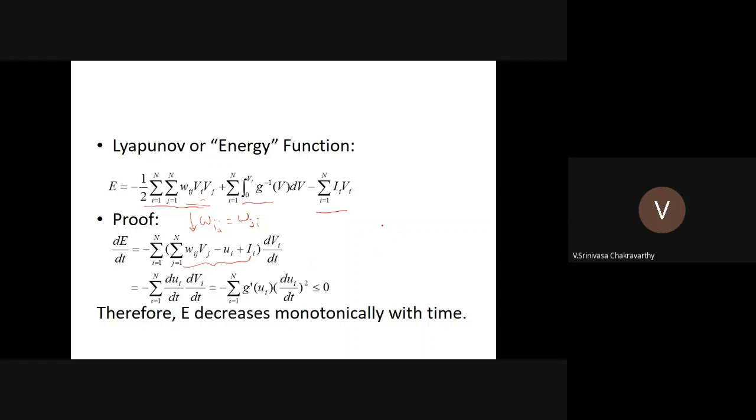Now vi is nothing but g of ui. So dvi by dt is equal to g prime of ui times dui by dt. Therefore this is g prime of ui times dui by dt whole squared. Now g prime is simply the derivative of the tanh function, which is always positive. So this whole expression is negative because of this minus sign here, which means that E always goes down, and E is bounded because all the terms inside this are bounded. Therefore, E decreases monotonically with time.